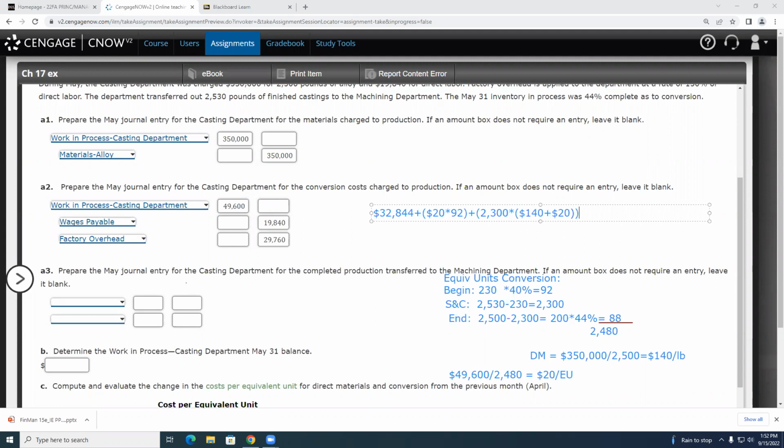And what we're asked to do here in A3 is record the entry for moving out the part that was finished. And when I say finished, I mean finished in the casting department, and it gets transferred to the next step in the process, which is the machining department. So let's go ahead and calculate that, see what we get. I got $402,684.